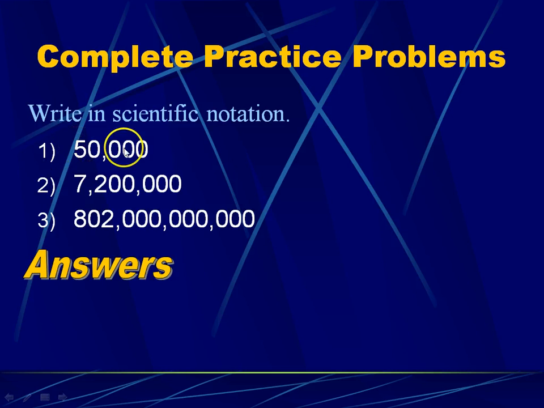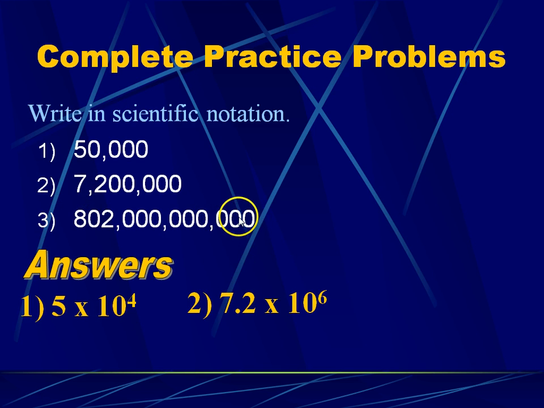So now we're going to write these in scientific notation. So number 1, if we move that decimal over, it's going to become 5 times 10 to the 4th. That's correct. 2 is going to become 7.2 times 10 to the 6th. And 3 will become 8.02 times 10 to the 11th.